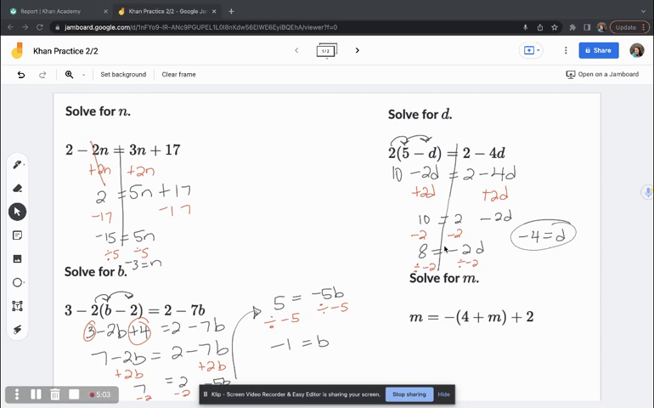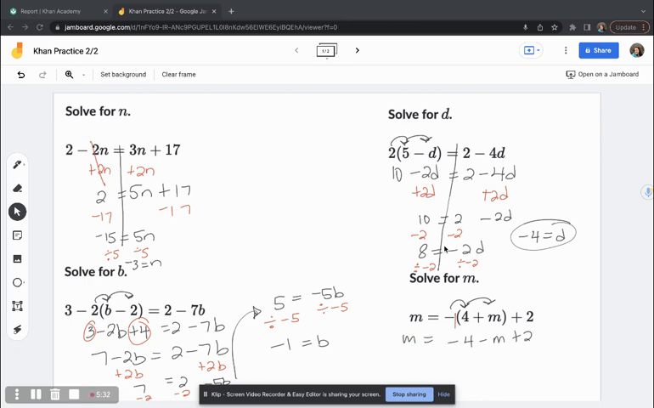All right, my last example, m equals negative 4 plus m plus 2. So remember, a negative sign outside parentheses means negative 1. So I'm going to multiply out the negative 1. So it's going to give me negative 4 minus m plus 2. And then I'm left with m on this side.